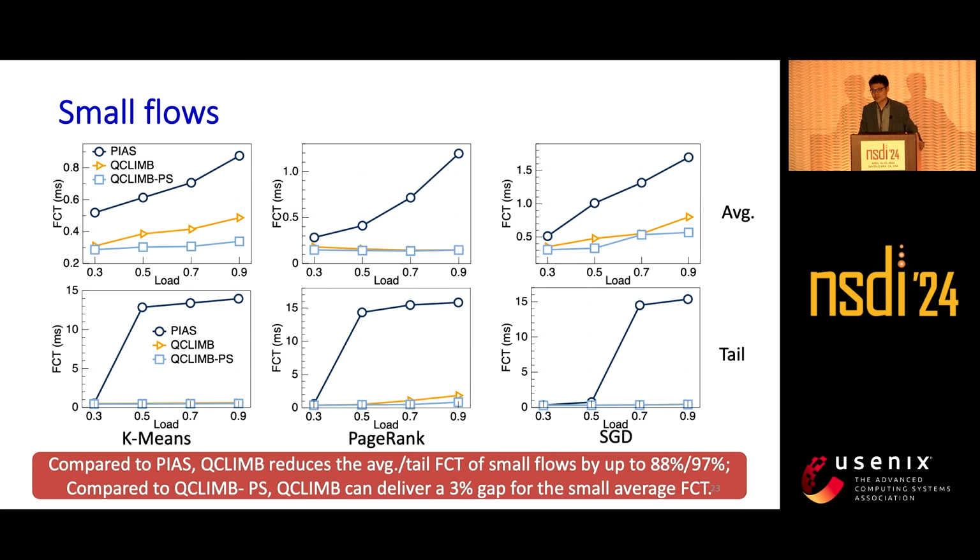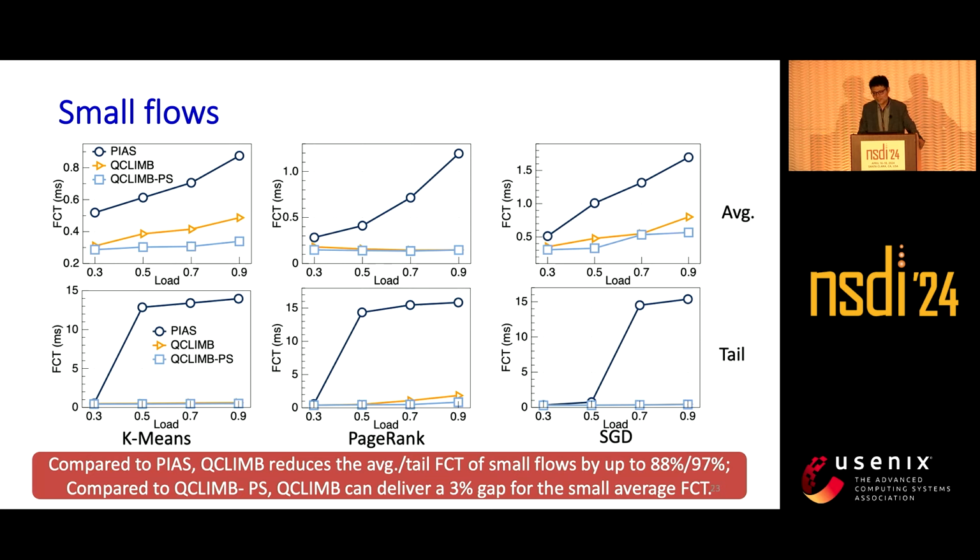We choose 2 comparisons. The first one is PIAS. We choose PIAS because it has the same practical features as our QCLIMB, but it falls short in FCT minimization. And another one is QCLIMB-PIAS. This is a variant of QCLIMB. It uses the precise flow size information and keeps promoting a flow's priority from lower priorities to higher priorities based on each flow's remaining data size. And this variant uses the same out-of-order handling logic as the original QCLIMB.